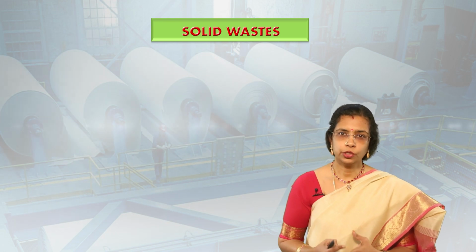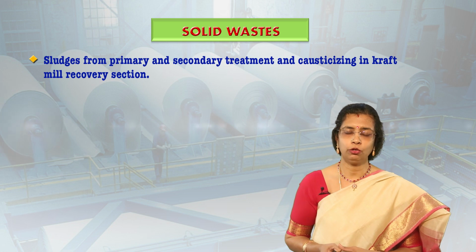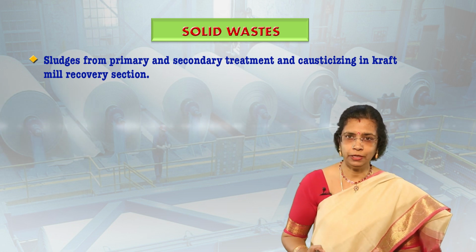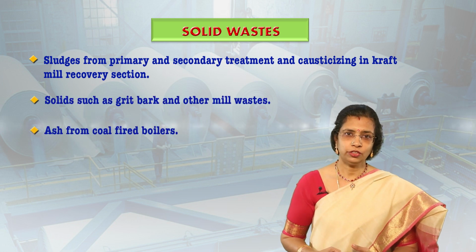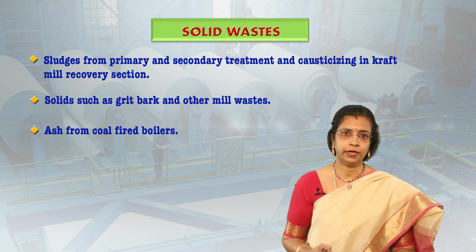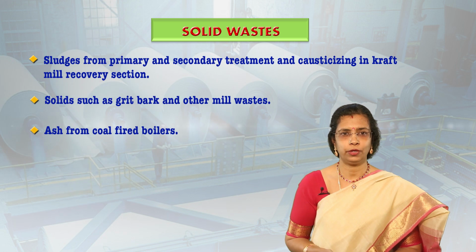Then coming on to the solid waste. Sludge from the primary as well as the secondary treatment and causticizing in the kraft mill recovery section is going to give out a lot of solid waste. Now solids such as grit, bark and other mill waste and also ash from the coal fired boilers. So these comprise some of the solid waste from this industry.